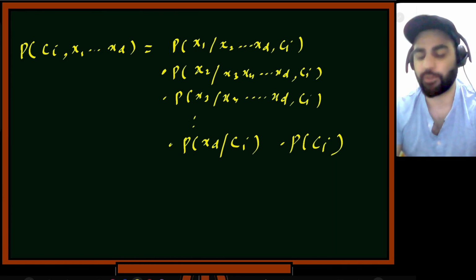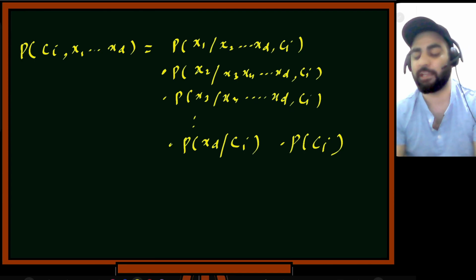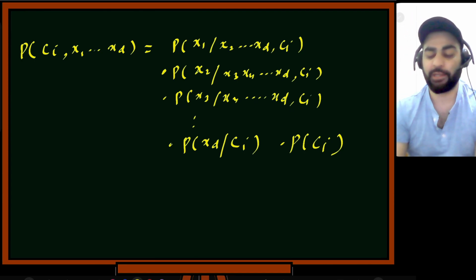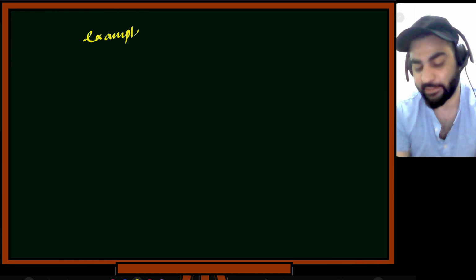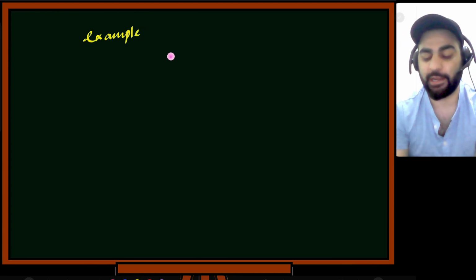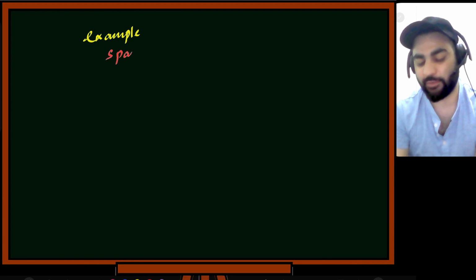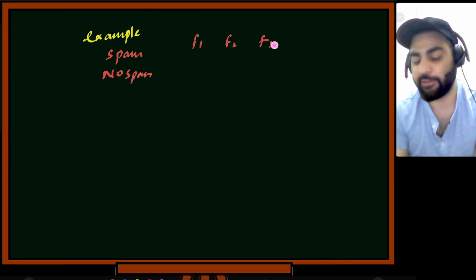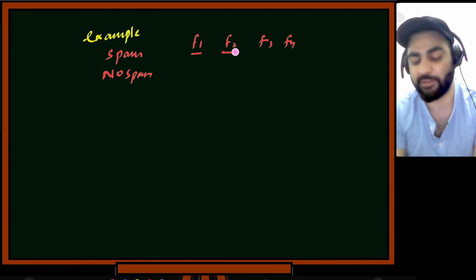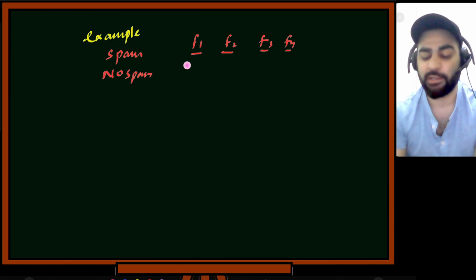Okay, now let's see the practical example first, and then we'll expand it more. In here we had these features x1, x2. Let's take an example first so as to clarify this. Let's take a spam filter. We'll work with spam and no spam that we have been working with. So let's say feature 1, feature 2, feature 3 and feature 4 are some features that we have been given. These will have some value.